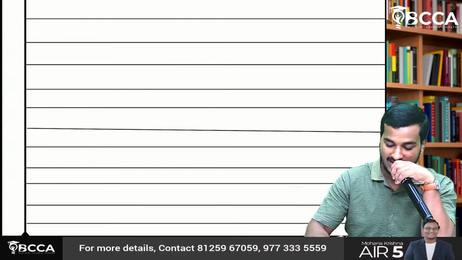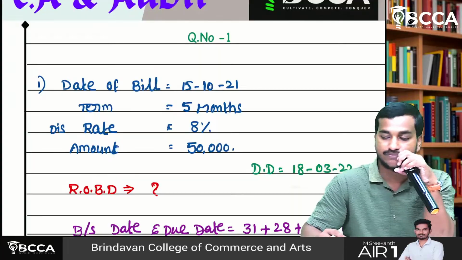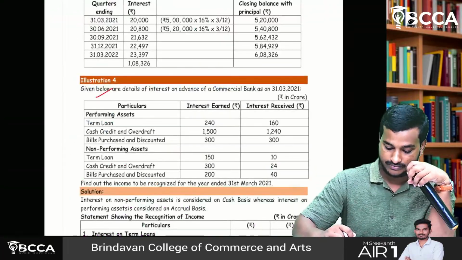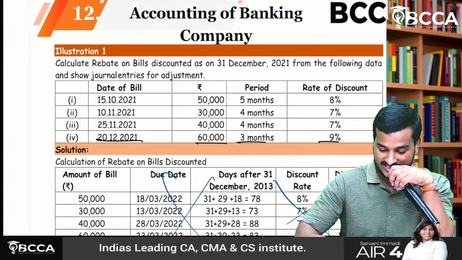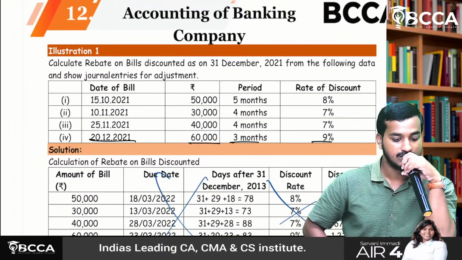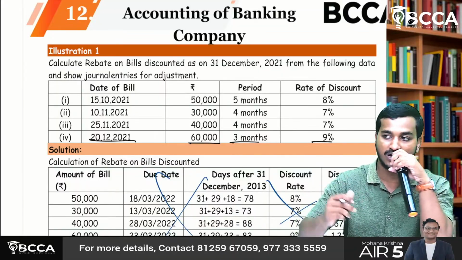After that we started with one beautiful and cute and smart problem, question number 1. I think this is the question, correct? So we have to find out the rebate on bill discounted for all the 4 bills.